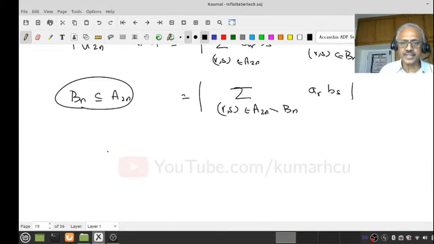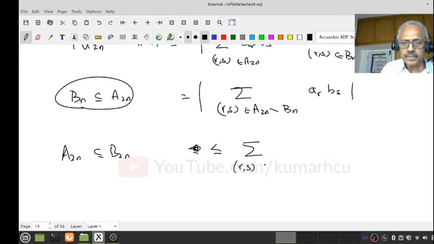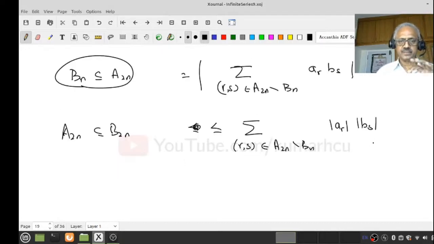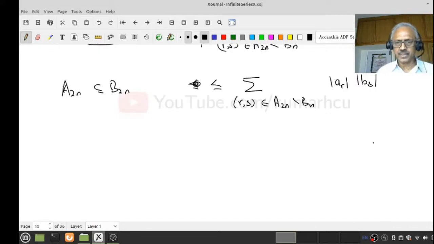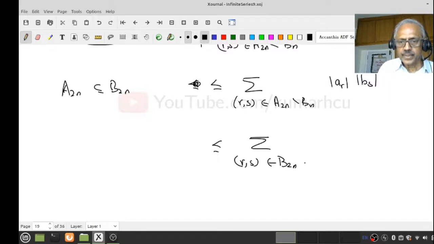So, what are the things I am left with? Now comes the basic idea. Let us look at A_2n is contained in B_2n. This is less than or equal to the sum over r and s in A_2n minus B_n of |a_r| times |b_s| by the triangle inequality, again finite sum, triangle inequality. But then this is less than or equal to the sum over r and s in B_2n minus B_n of |a_r| |b_s|. Do you understand this? Because B_2n contains A_2n, therefore this has a lot more terms.